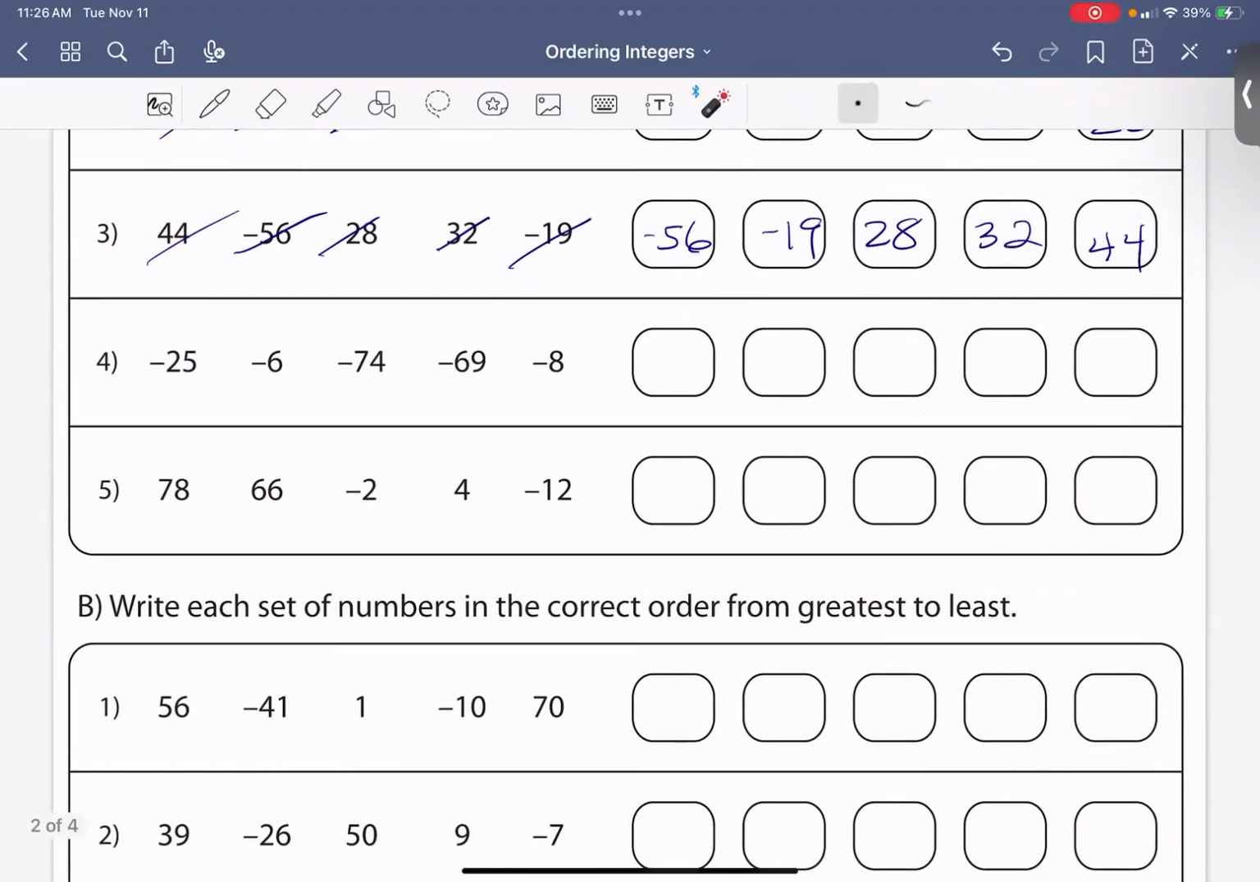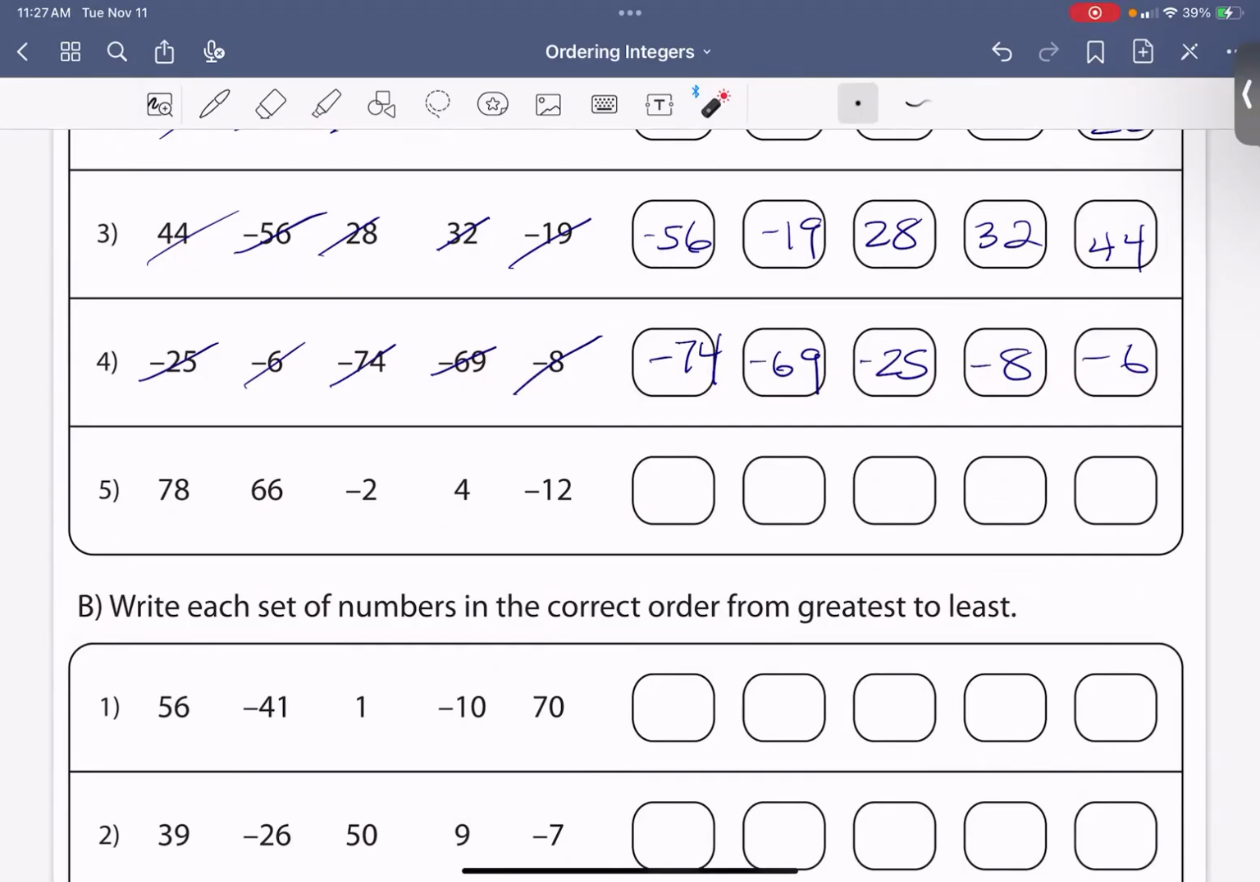Number 4, we start with the negative numbers. These are all negative, so we're going to start with the most negative. The most negative is negative 74, then negative 69, then negative 25, then negative 8, then negative 6. And you'll see the closer we get to 0, the bigger the number becomes.